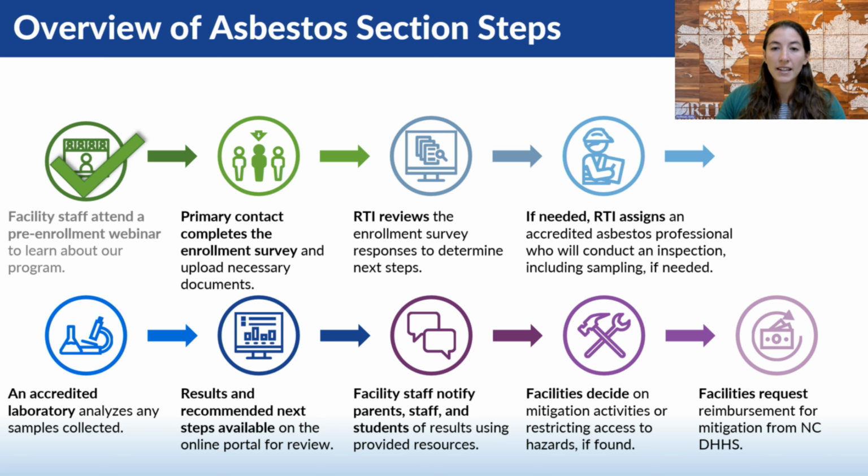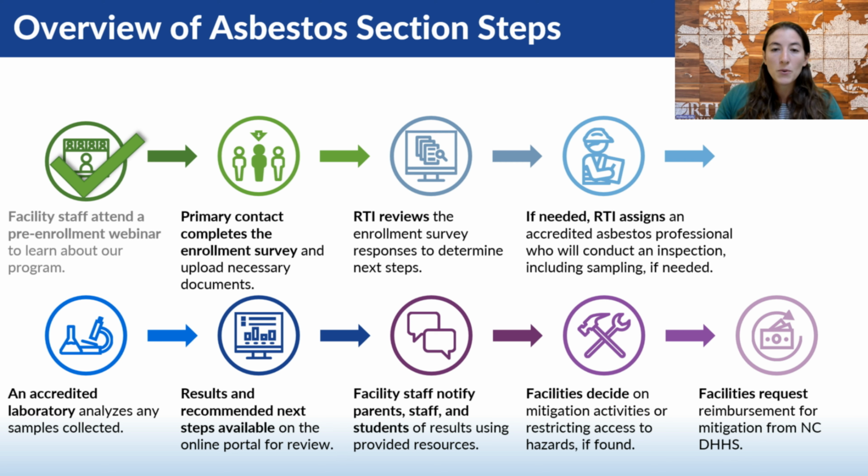Any samples collected will be analyzed at an accredited laboratory. Once results and recommended next steps are available, you will be notified by email that they are ready for your review. Facility administration should notify parents, staff, and students of the results using resources provided by our program. If any asbestos hazards are identified, the facility must restrict access to those areas or choose to mitigate based on the recommended response actions provided by the accredited asbestos professional. If any mitigation activities are conducted, facilities can request reimbursement from the North Carolina Department of Health and Human Services.